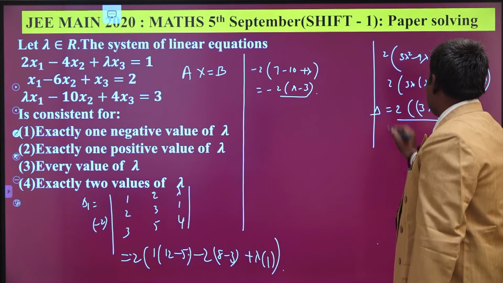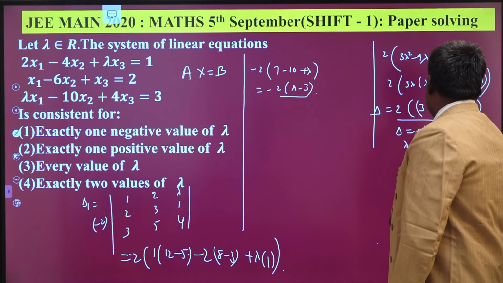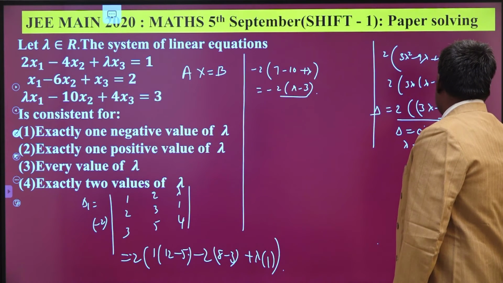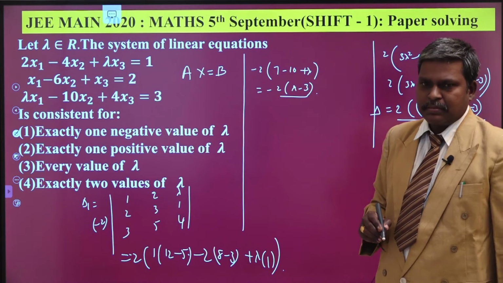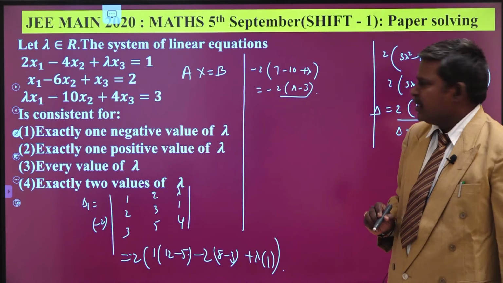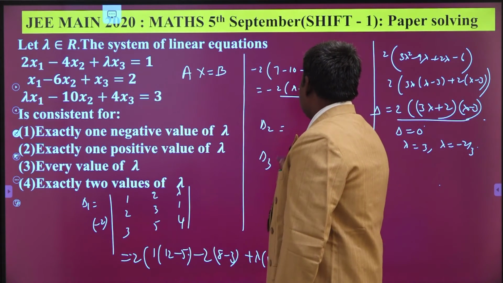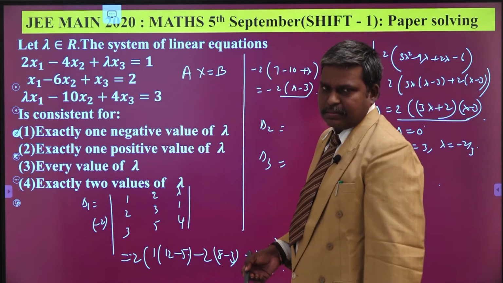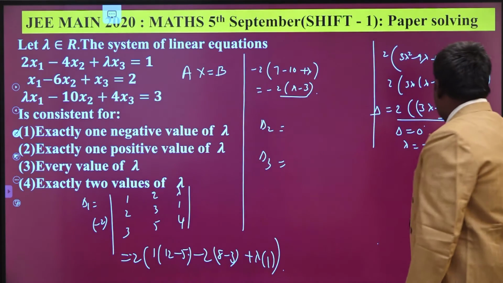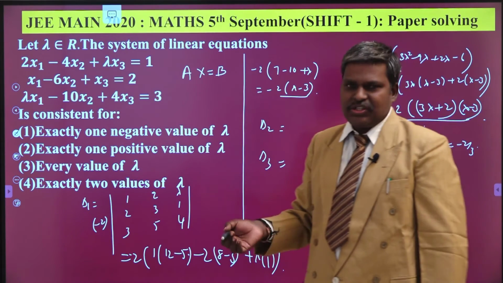Delta must and should be equal to 0 for lambda equal to what? 3 and lambda equal to minus 2 by 3. My dear students, for lambda equal to 3, this is 0. Similarly, if you apply delta 2 and delta 3, you get the factor of lambda minus 3. Understand? So for lambda equal to 3, delta, delta 1, delta 2, delta 3 are 0.